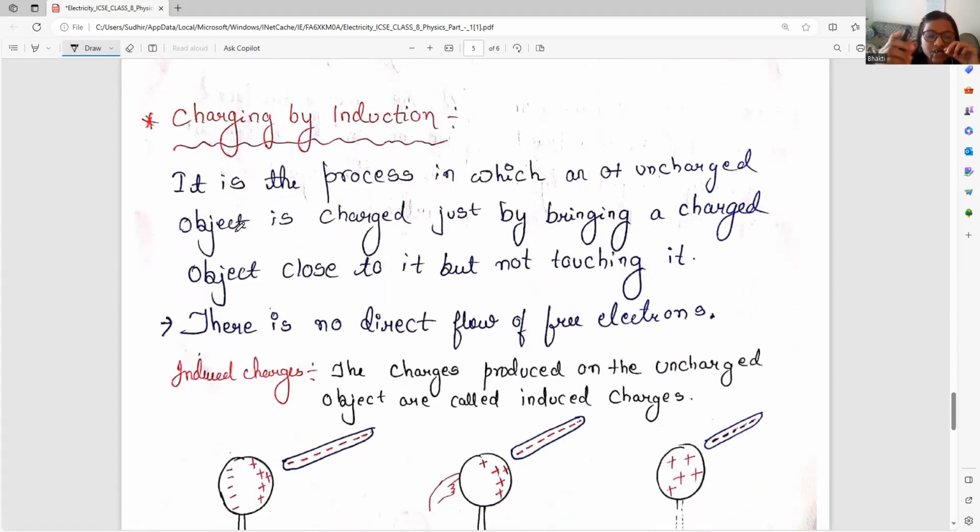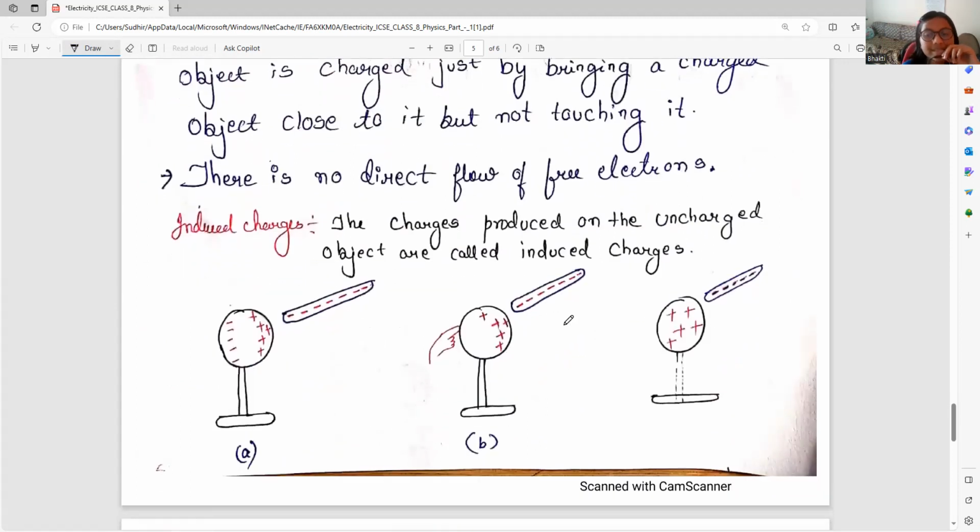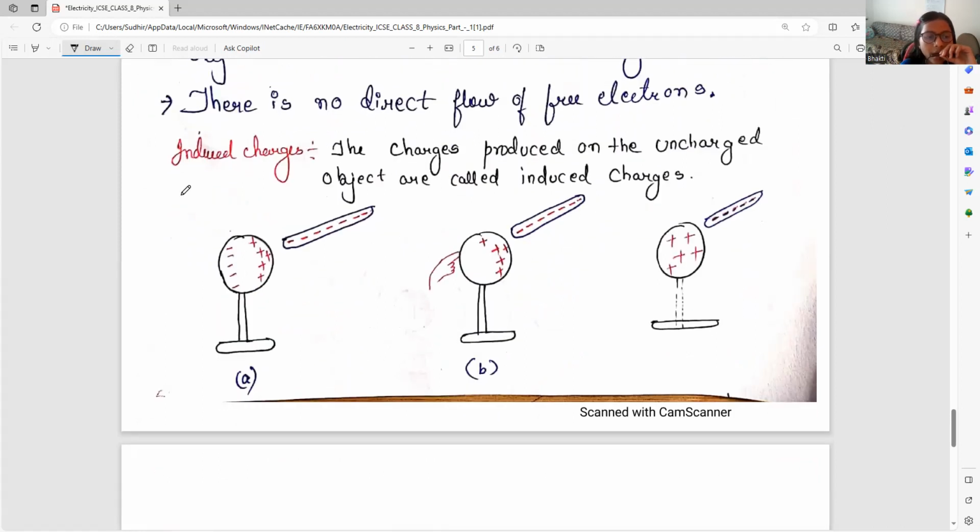It is the process in which an uncharged object is charged by bringing another object near it without touching it. So there is no direct flow of free electrons. There is indirect flow, or we can say non-contact flow. The charges produced on the uncharged object are called induced charges.